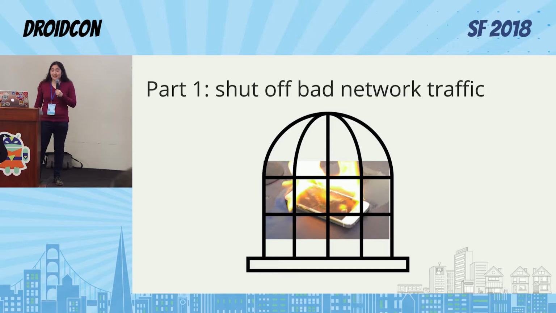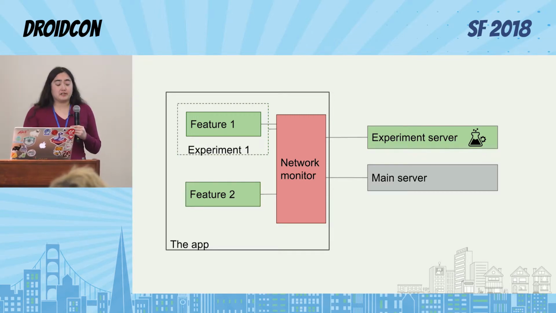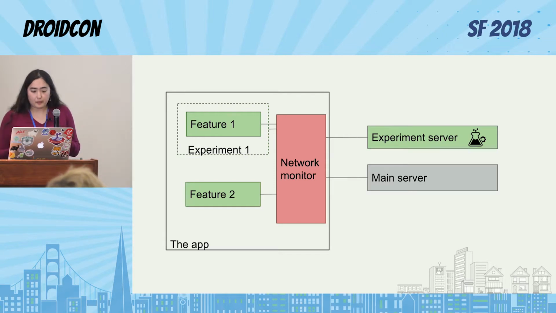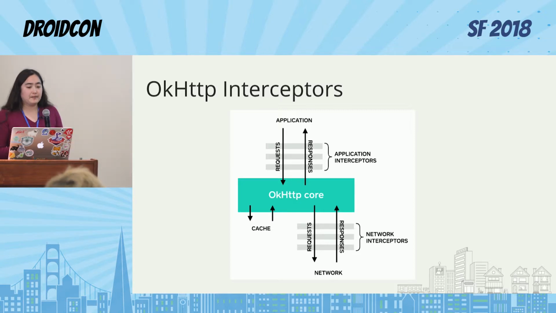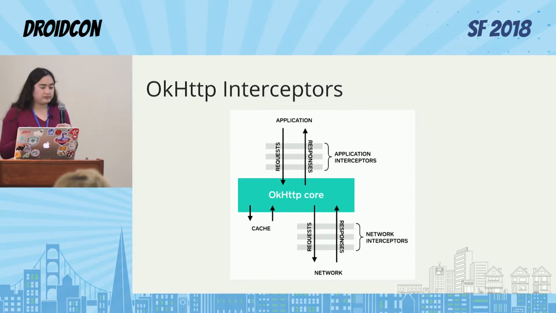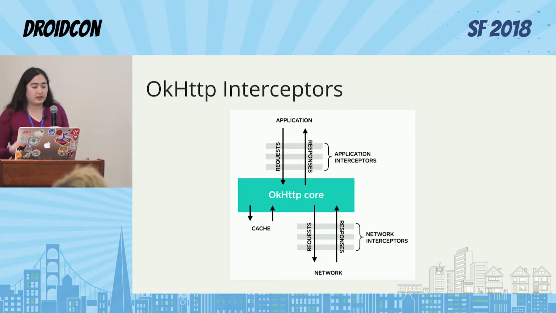So I'll start by talking about how we shut off bad network traffic. Conceptually, it's a fairly simple idea. We have everything that's going on in the app that might send network traffic, and then between that and the internet, we have a network monitor that intercepts everything and, based on a remote signal, can block traffic if necessary. The way that we implemented this is using OkHttp Interceptors. If you're not familiar with this, you can basically define some code that will run on every network request and response in a fairly straightforward way.